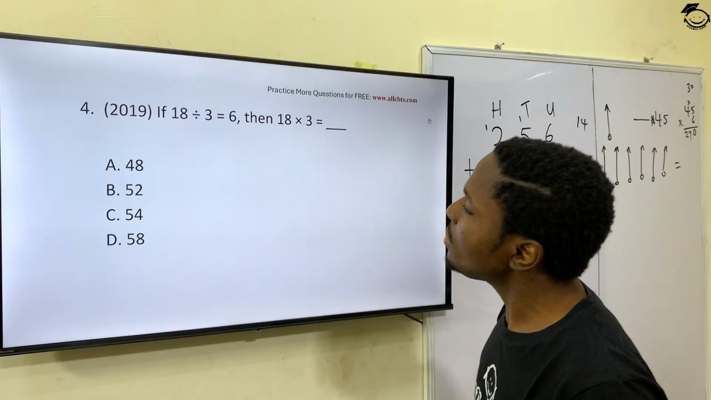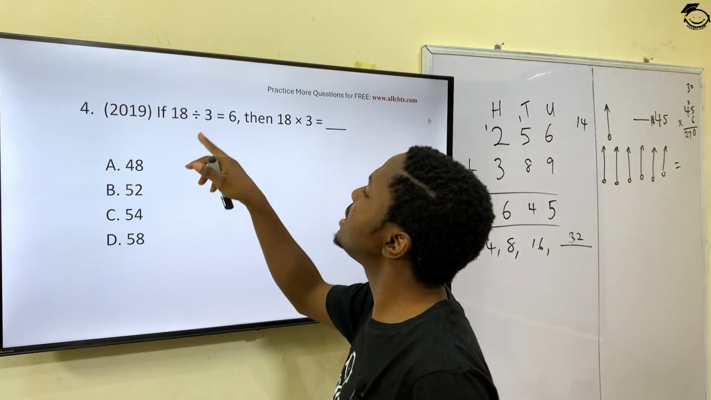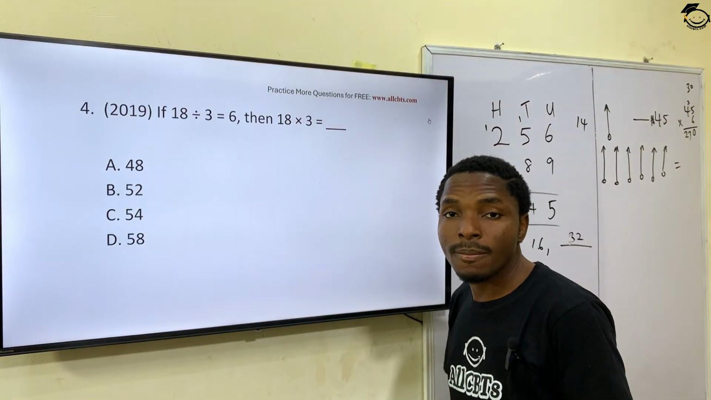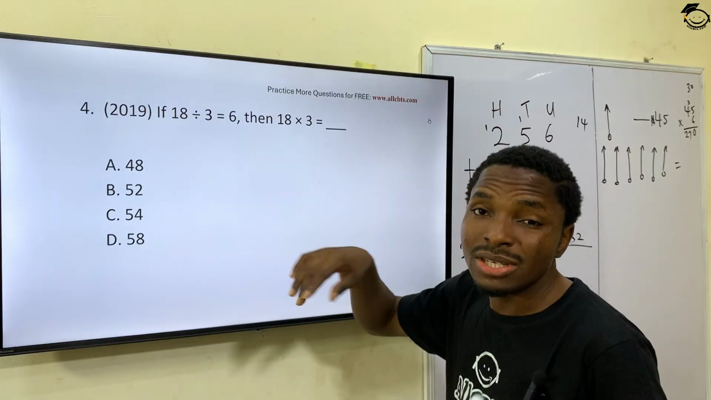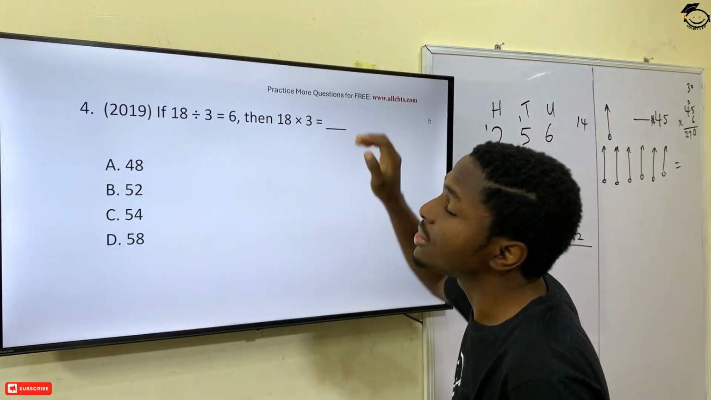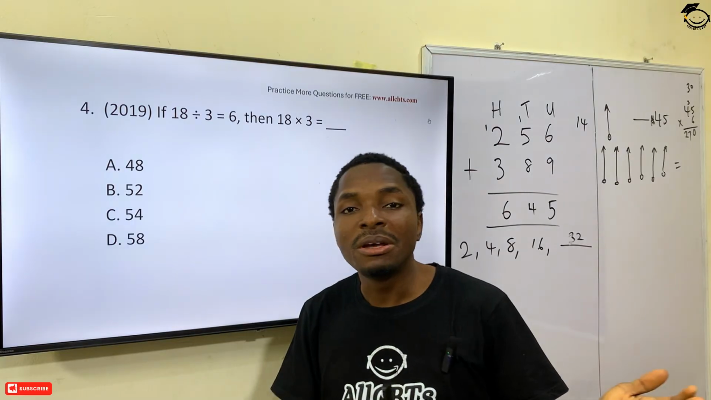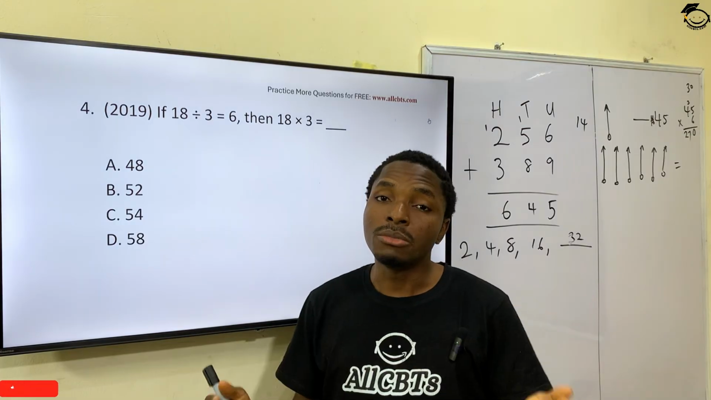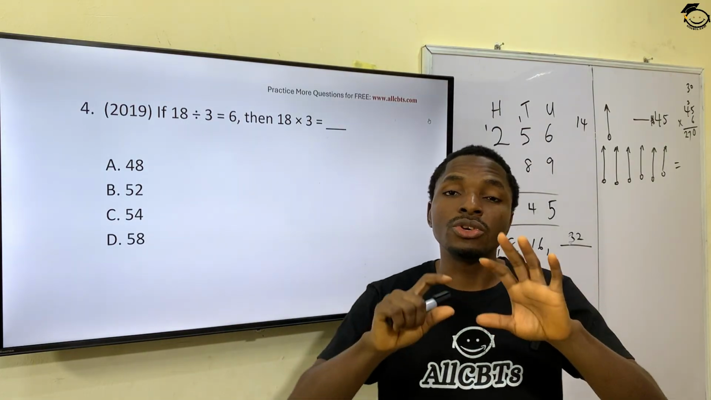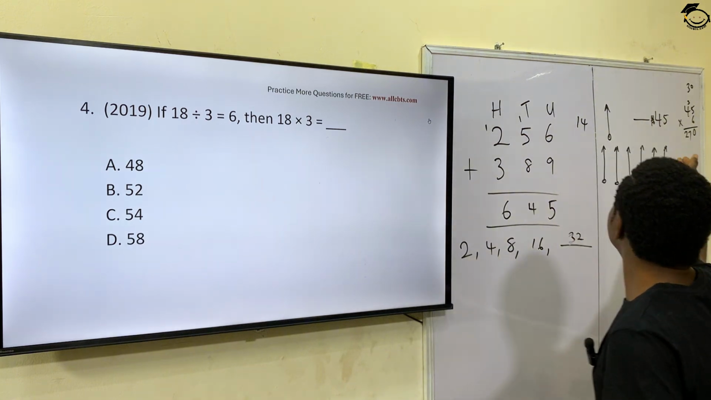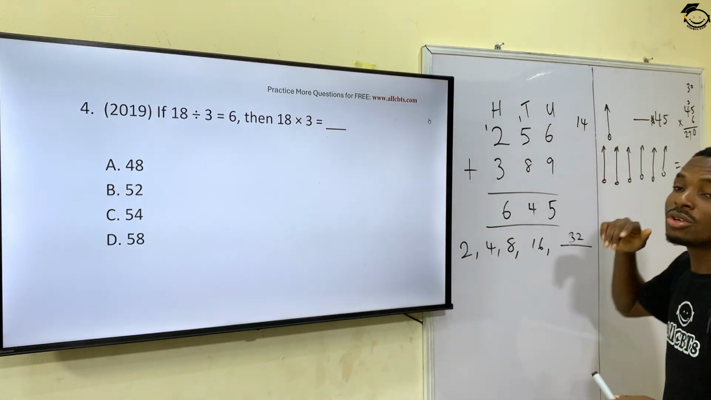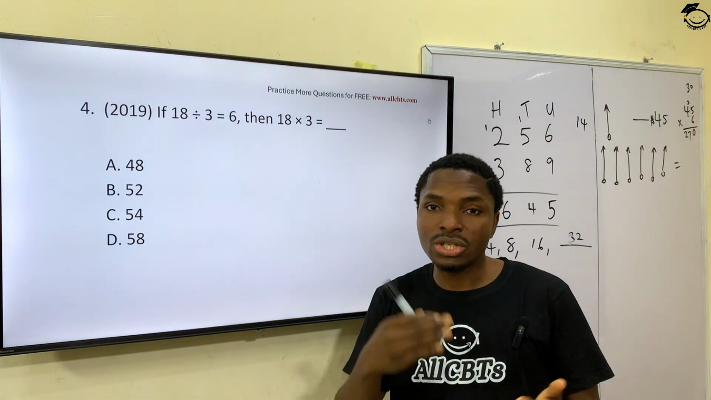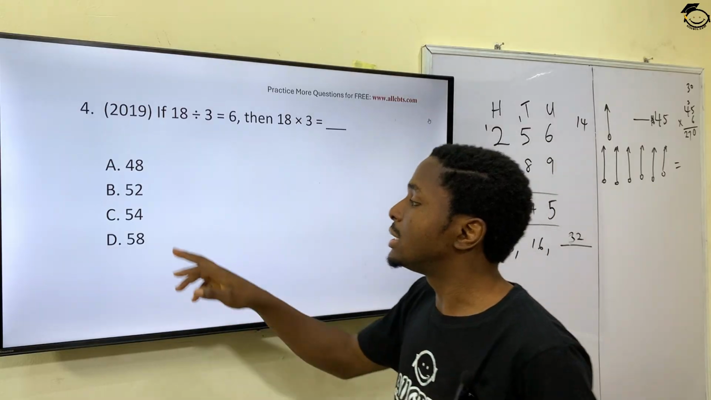Question 4 from 2019. If 18 divided by 3 equals 6, then 18 times 3 will be what? Right. So simply, the question here is 18 times 3 is what? So you can go to your multiplication table. Some exams, some centers would allow the use of a multiplication table. In this case, you don't need to draw a table like this one and start multiplying. But if they do not allow a multiplication table, 18 times 3 will give you 54. Then just check behind your multiplication booklet, 54.